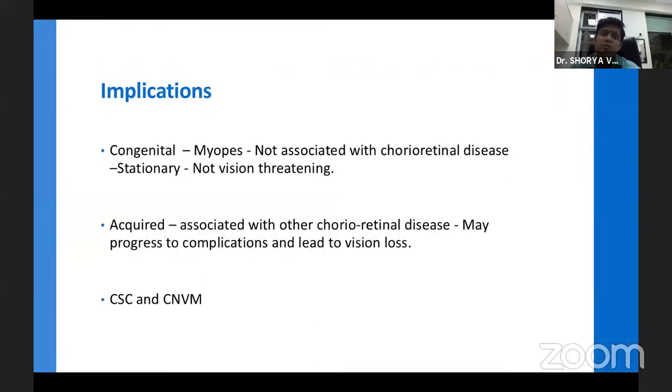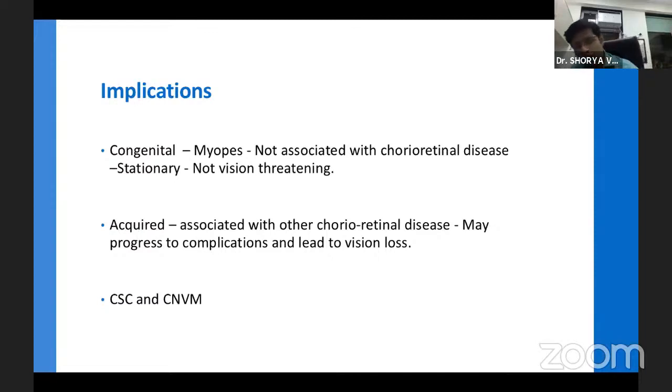So, implications: if it is congenital, mostly seen in myopes, and not associated with any chorioretinal disease, it is supposed to be stationary, an incidental finding, and should not be vision threatening. In acquired cases associated with chorioretinal diseases, it may progress to complications and lead to vision loss, like CNV.